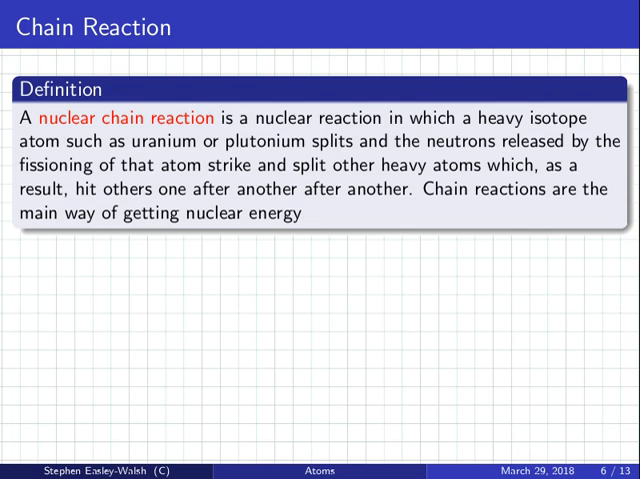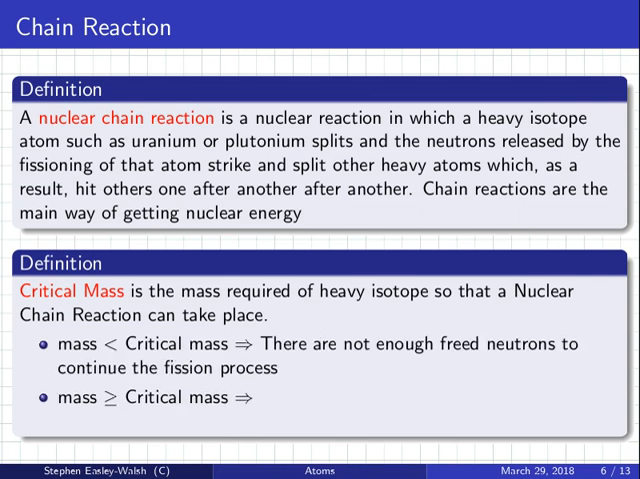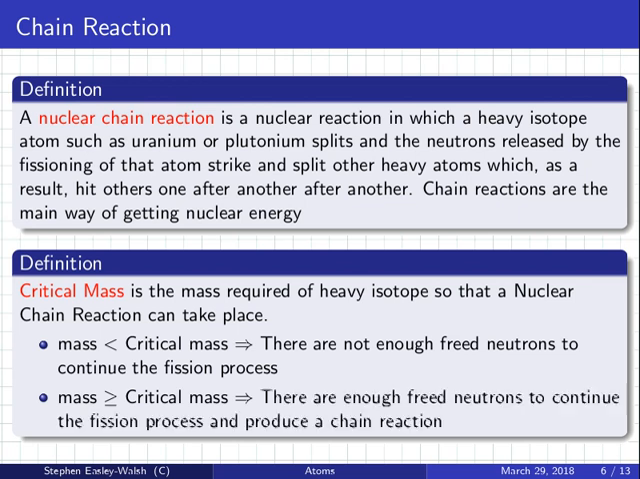If you don't have enough uranium, then when they split, they don't hit into anything. Okay? So what we do is we have something called critical mass. It's the mass you need to get a chain reaction. If you don't have enough critical mass, then there's not enough freed neutrons to continue the process. But if you do have enough critical mass, then there are enough freed neutrons to continue the process and you can get this chain reaction.